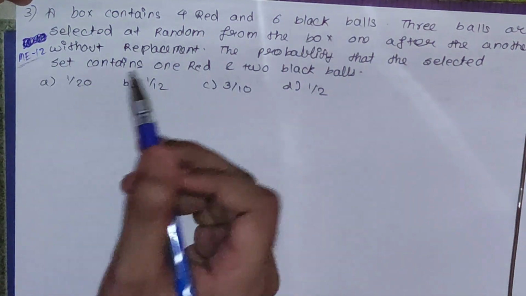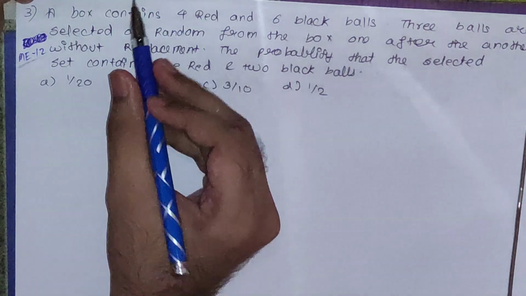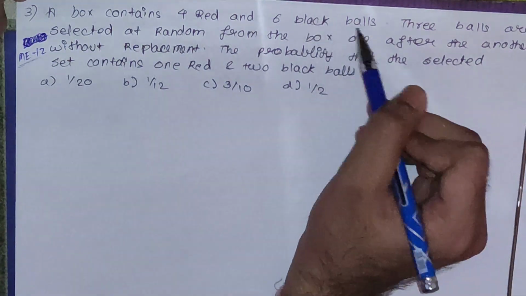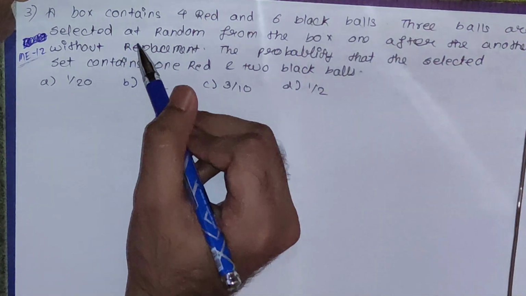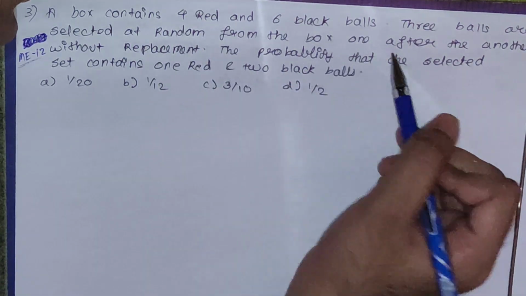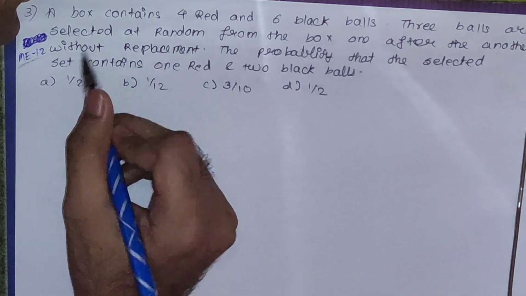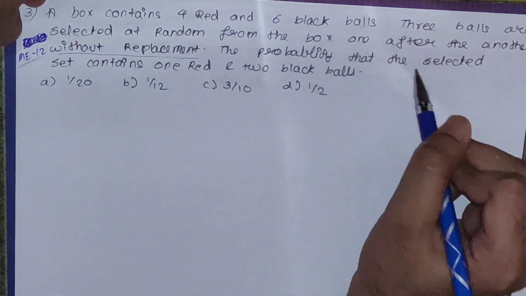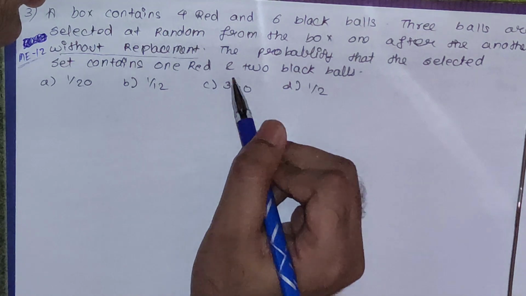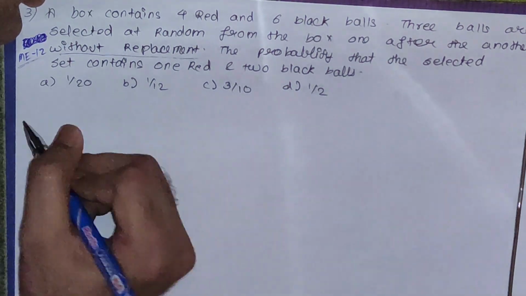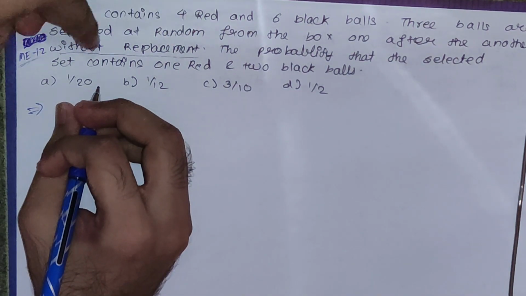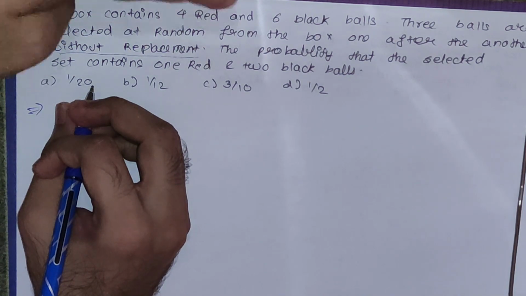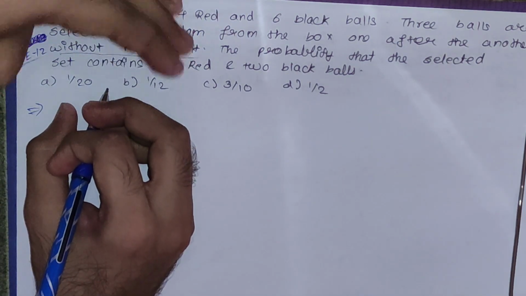Try to do this sum by yourself. This sum is of ME12. A box contains 4 red and 6 black balls. 3 balls are selected at random from the box, one after another without replacement. Okay, without replacement, note this thing. The probability that the selected set contains 1 red and 2 black balls. Now take 30 seconds and try to do this sum by yourself. Hope you tried by yourself. Now I am solving this question.